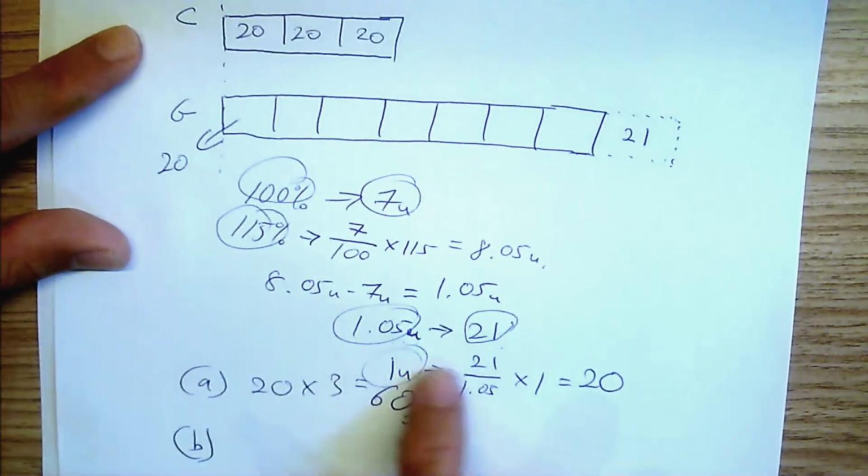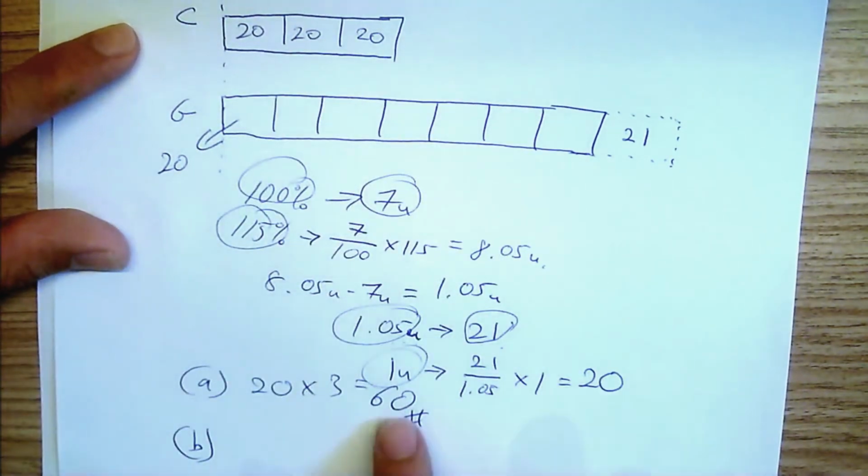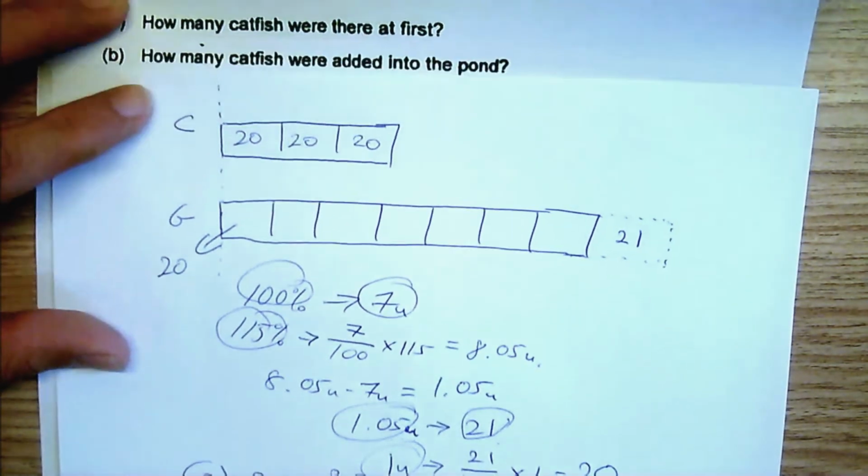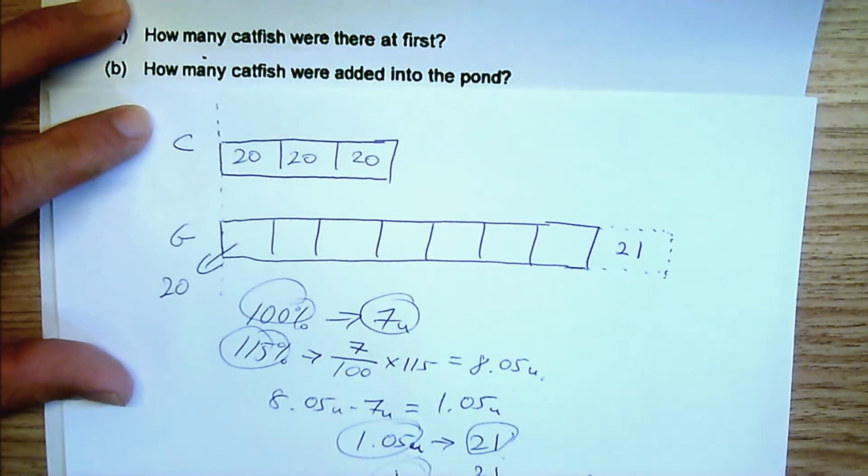So which is why I always say get all the information first. Once you get all the information, the question will come very, very easily. If you just focus on the question itself, trust me, you'll be so confused, and your confidence will drop and you won't even feel like attempting the question. Okay, now moving on to part B, they say how many catfish were added to the pond.